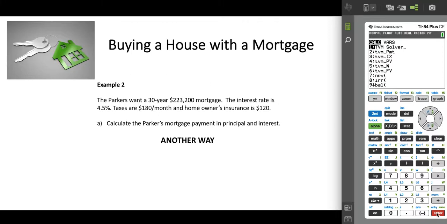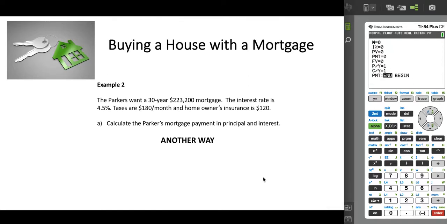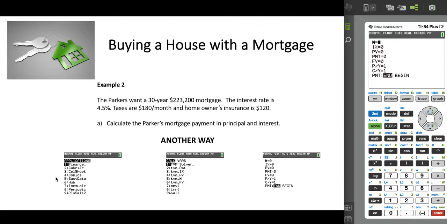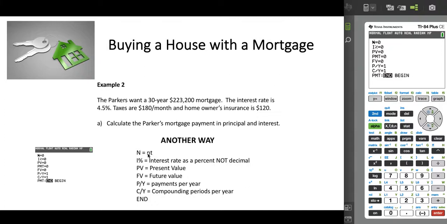TVM Solver stands for Time Value Money. And that brings you to this screen. I have those recorded here if you want to take notes. So first we go to Applications, pick Finance, pick TVM Solver, and it brings up this menu. Now I want to define all of these values that you see on here, and I have them written here. So let's go through this example so that you understand how to use the app.